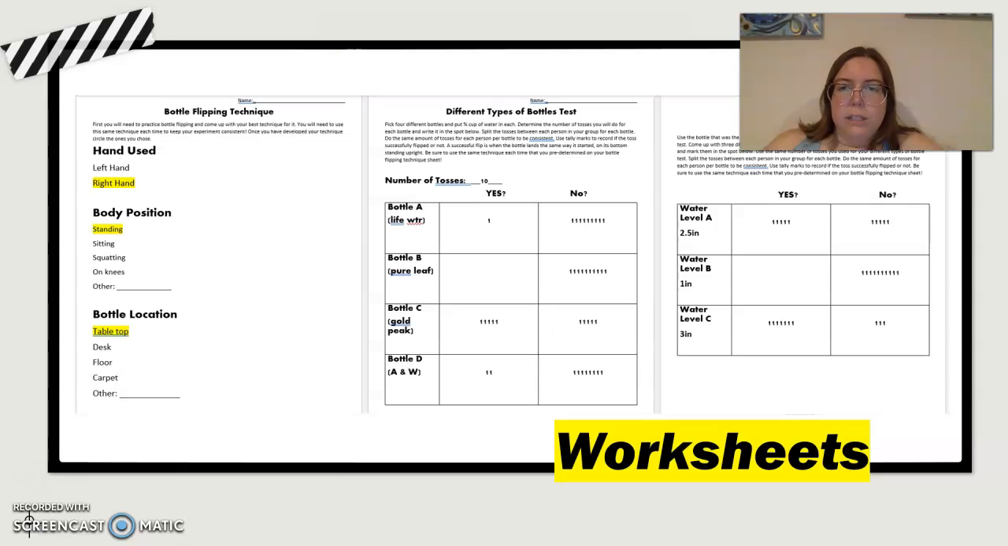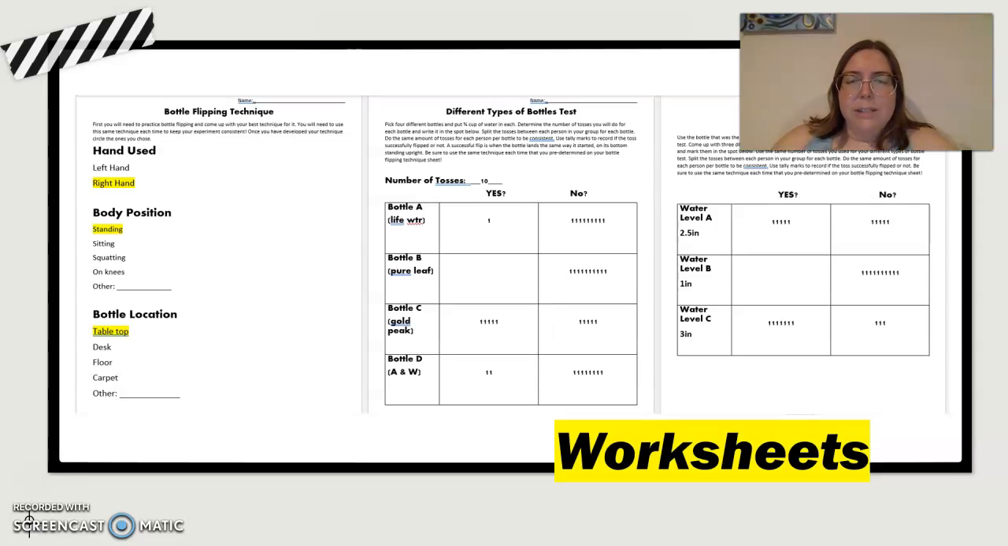So these are the worksheets I came up with to help them collect their data. I also showed the data I got when I did this experiment. My technique was I used my right hand, I was standing, and I flipped it onto a tabletop. I used 4 different types of bottles: a Life water bottle, Pure Leaf, Gold Peak, and an A&W root beer bottle, which was in that picture I had before of the 4 bottles.